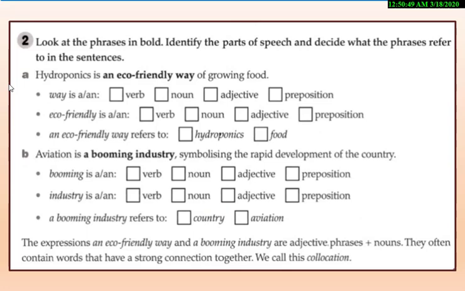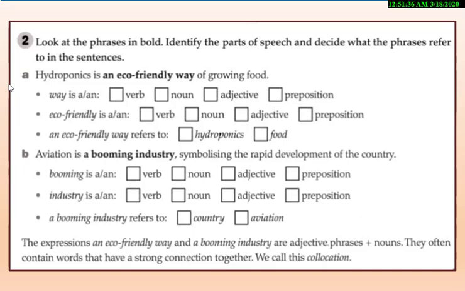Now look at the phrases in bold. Identify the parts of speech and decide what the phrases refer to in the sentences. Hydroponic is an eco-friendly way of growing food. Way is a or an: verb, noun, adjective, preposition. Eco-friendly is a, an: verb, noun, adjective, preposition. An eco-friendly way refers to hydroponics or food.